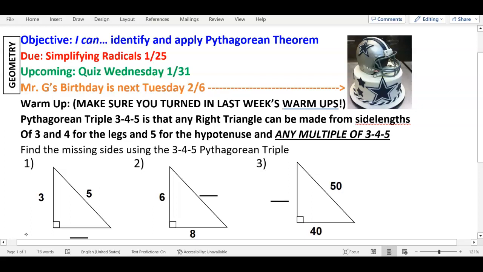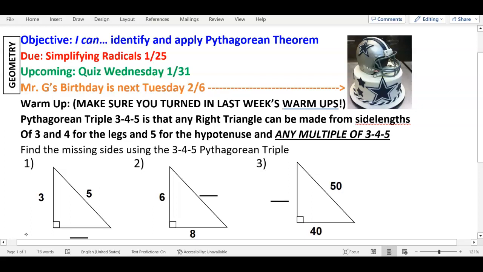Okay, using all those simplifying radical notes we did. In 2 days, we have a quiz on Pythagorean theorem. We'll talk about it today. Not going to be too hard. Next Tuesday is something, you know, no big deal. No big deal. That's all I'm saying.